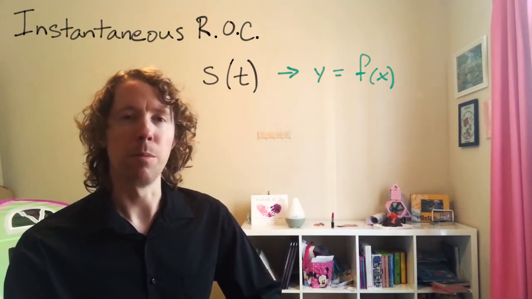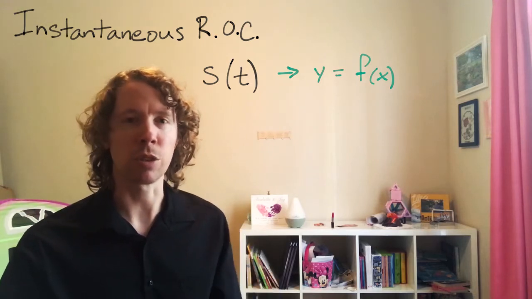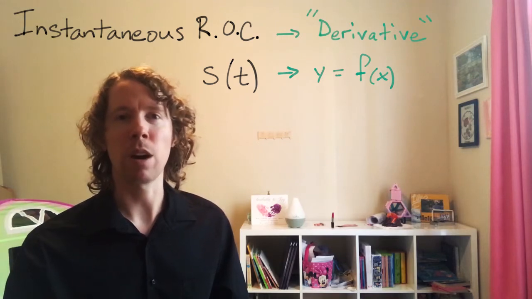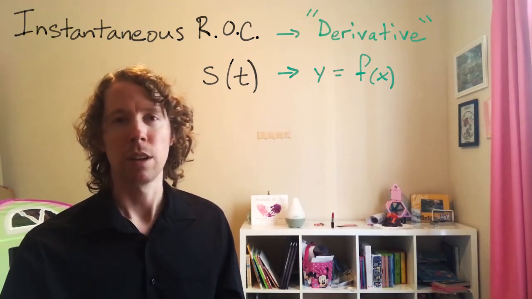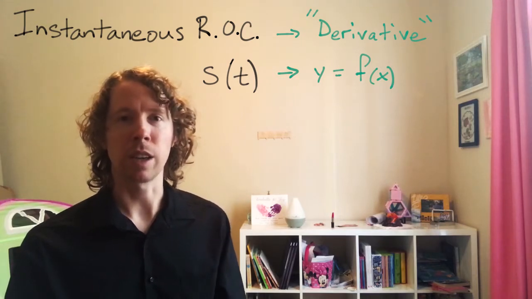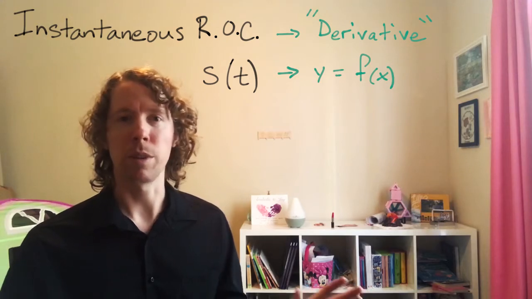The big mathy word that people use for instantaneous rate of change in this general setting is derivative. So from now on, I'm going to be using the word derivative of a function. All it means is the instantaneous rate of change of that function. So it's just a word that means the same thing.